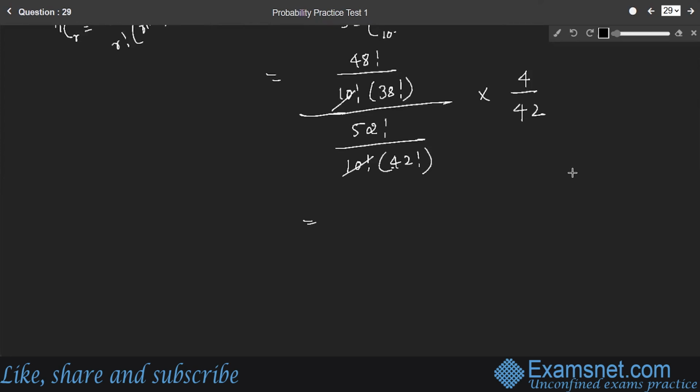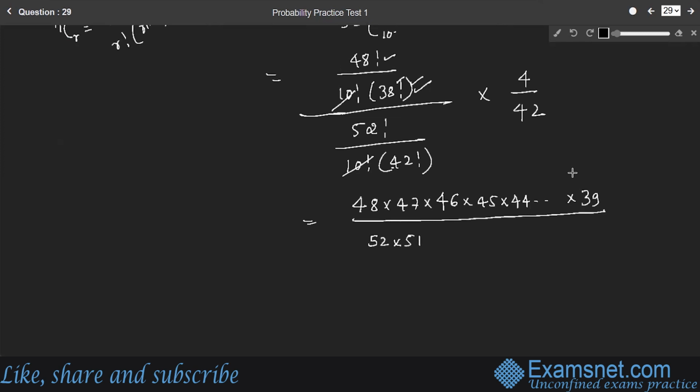Here the 10 factorial and 10 factorial parts will get cancelled. So 48 factorial means 48 into 47 and so on up to 1. So up to 38 we'll write, because that 38 factorial will get cancelled with the 38 factorial in the denominator. So we'll write 48 into 47 into 46 into 45 into 44, and so on up to 39. We are taking up to 39 because the next 38 into so on up to 1 will get cancelled with the 38 factorial in the denominator. No need to write 38 factorial here. So we'll directly take the denominator part.